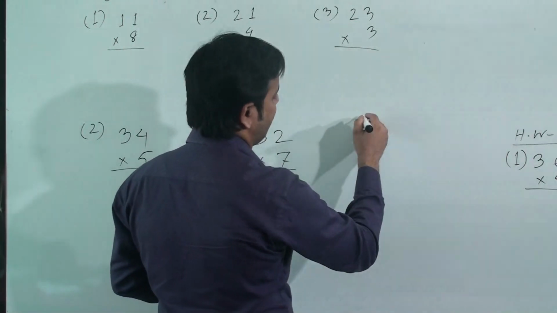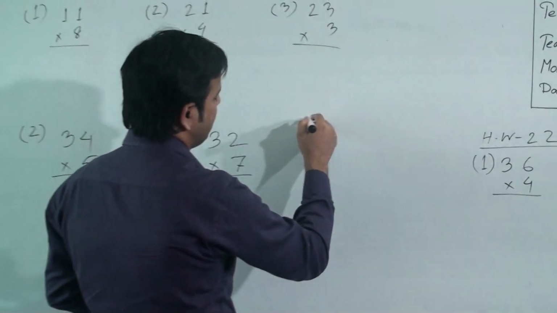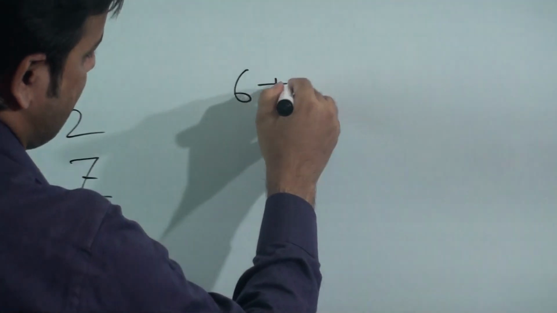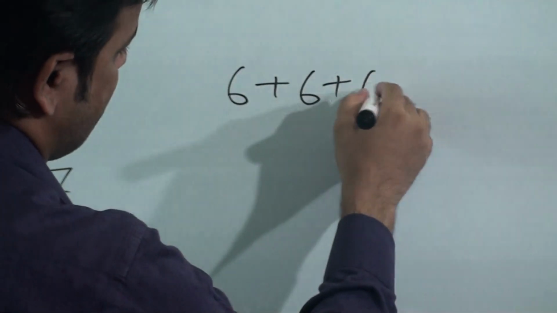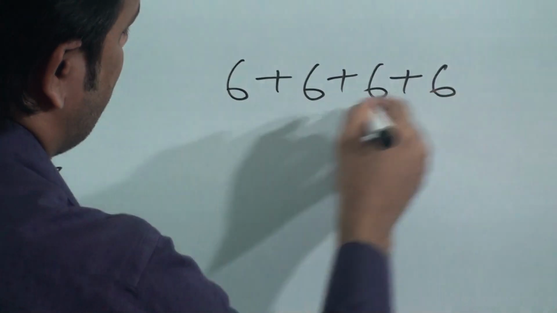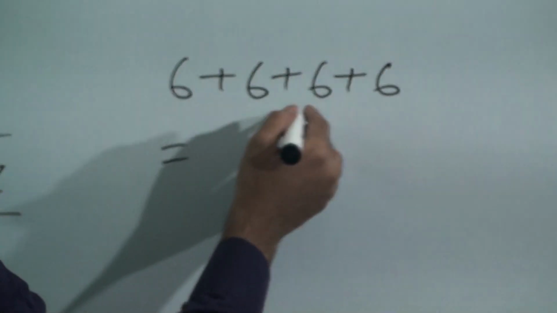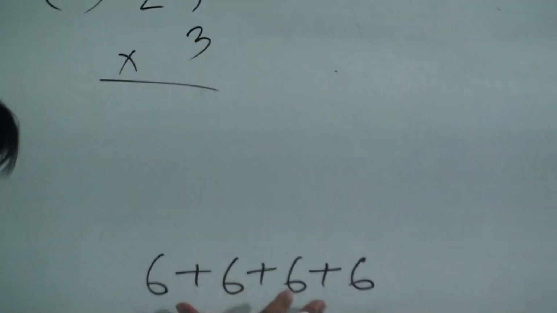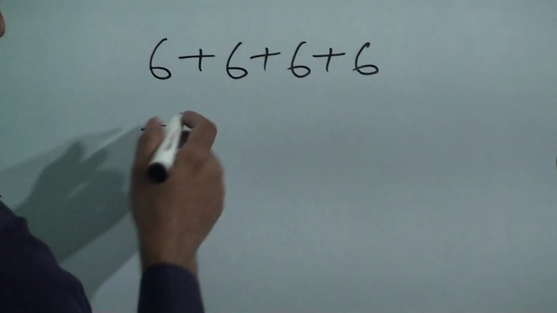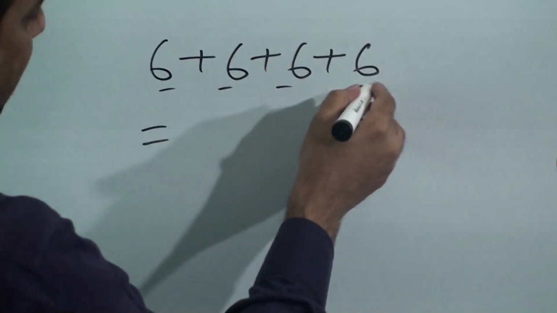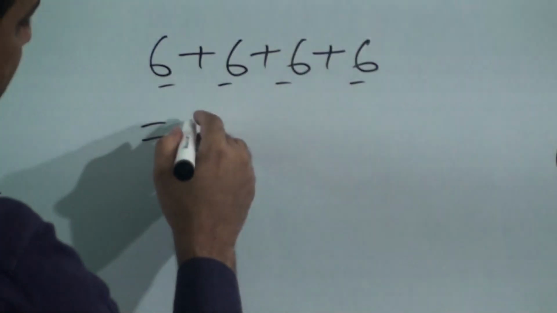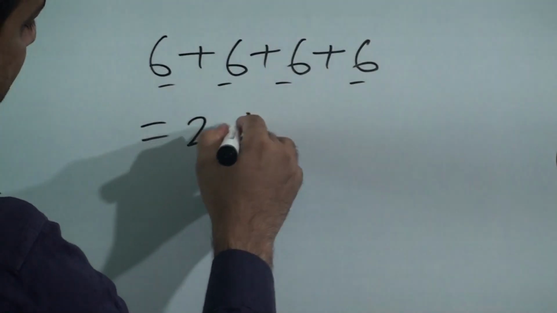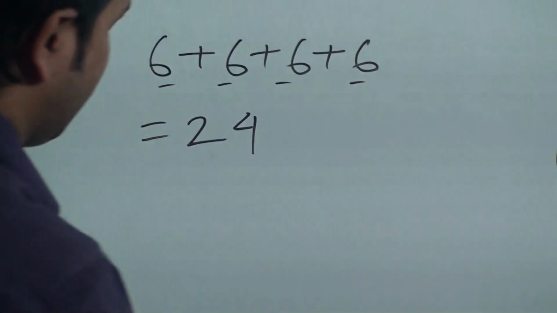Suppose I am writing some numbers here: 6 plus 6 plus 6 plus 6. I have added 4 sixes here. 1, 2, 3, 4. So if we add, we will get 24. The sum will be 24.